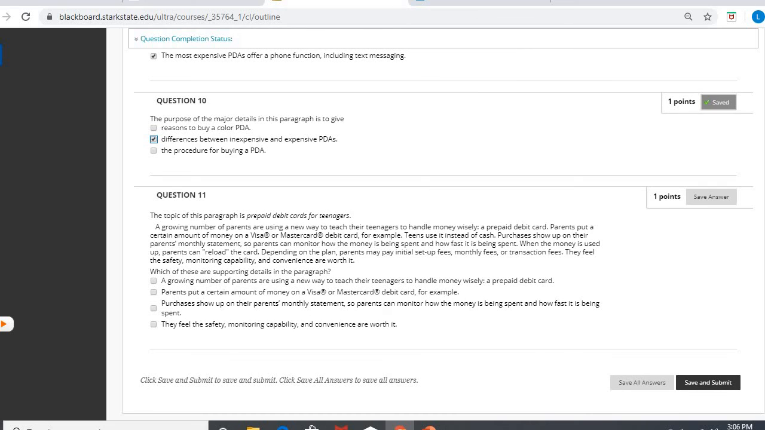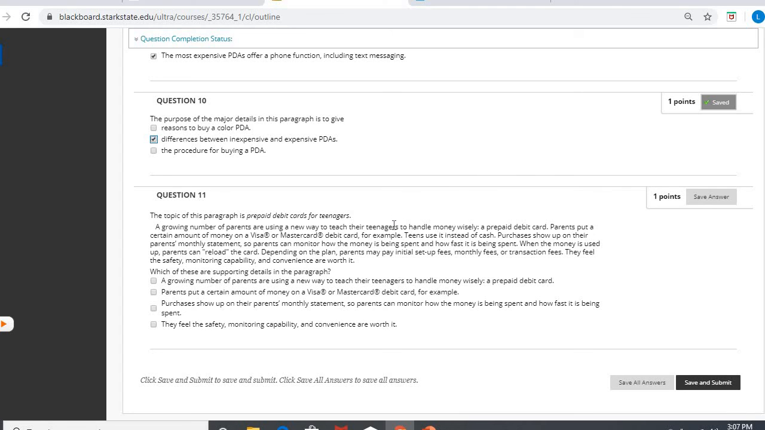Okay, and then question 11. The topic is prepaid debit cards for teenagers. A growing number of parents are using a new way to teach their teenagers to handle money wisely, a prepaid debit card. Parents put a certain amount of money on a Visa or MasterCard debit card, for example. Teens use it instead of cash. Purchases show up on their parents' monthly statement, so parents can monitor how the money is being spent and how fast it is being spent. When the money is used up, parents can reload the card. Depending on the plan, parents may pay initial setup fees, monthly fees, or transaction fees. They feel the safety, monitoring capability, and convenience are worth it.